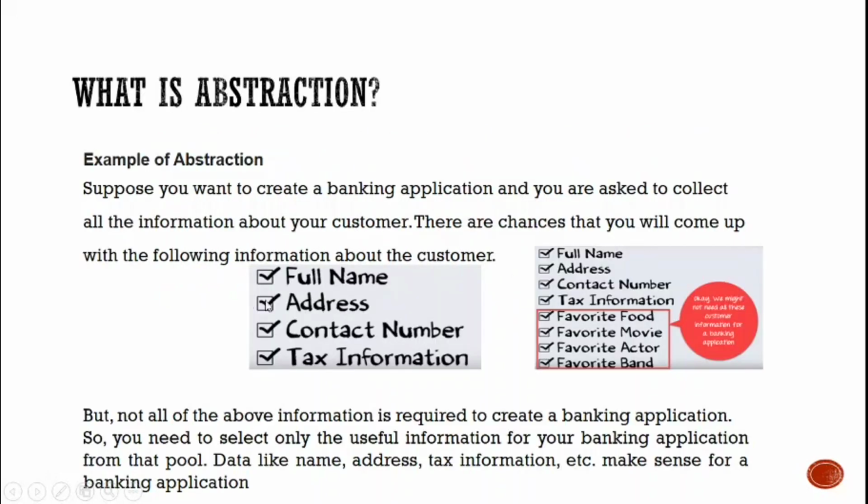You can see an example of a bank application. An applicant goes to a bank and fills in the application. Instead of filling in only the required information, he keeps on filling in addresses, contact number, name, tax information, favorite food, favorite movie, favorite actor, favorite band, which is not at all important for the banking system. It requires a name, address, contact number, and tax information. That skeleton of the project is important for development. That is the brief description of the project.